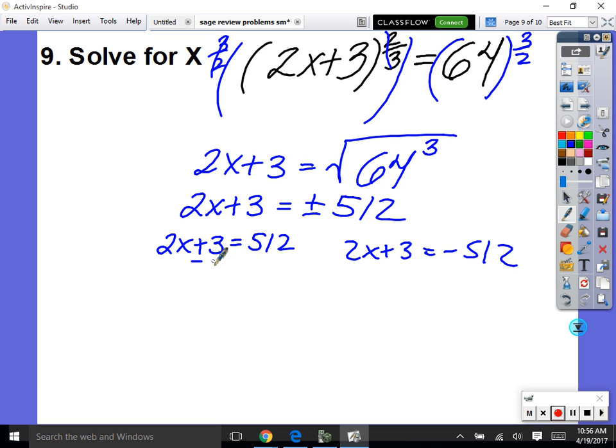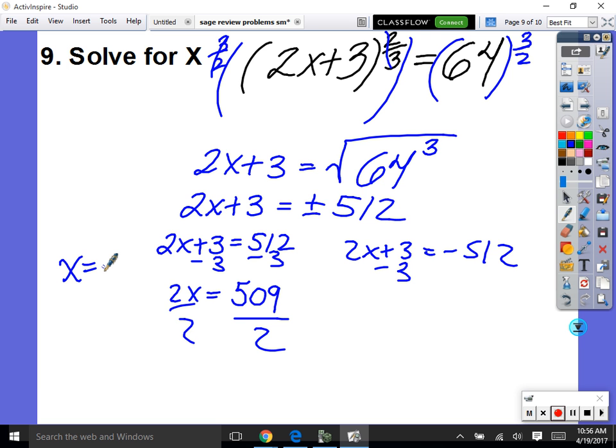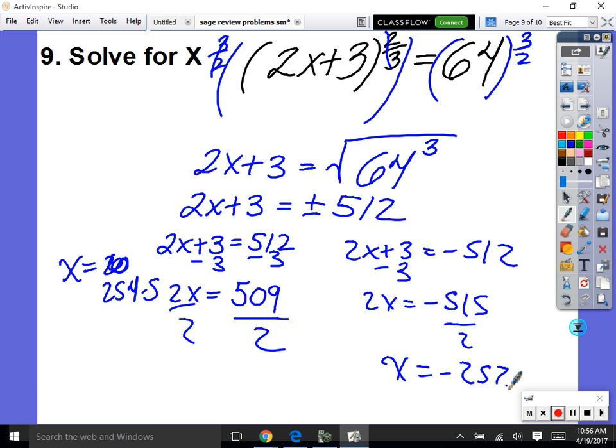Okay. So then you'd subtract 3, 2x divided by 2, subtract 3 divided by 2. Everybody good? Yeah, they are different answers. And then we need to check both. So x is equal to 250. And then right here you have 2x equals negative 515 divided by 2. And you got x is equal to, what was this one again?